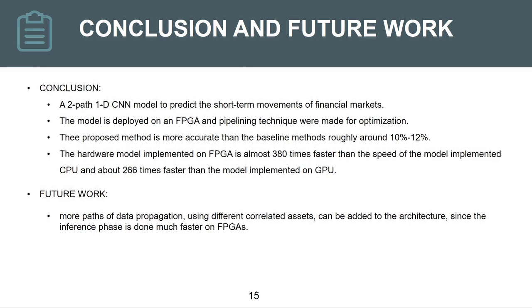For conclusion, in this work we present a multi-frame neural network to predict the short-term movement of the financial market. Then for acceleration, we implement our model on hardware, and we use the pipelining method for optimization. In evaluation, our model is more accurate than the baseline method, roughly around 10 to 12%. Also, the hardware implementation on FPGA is much faster than the software model implemented on CPU and GPU.